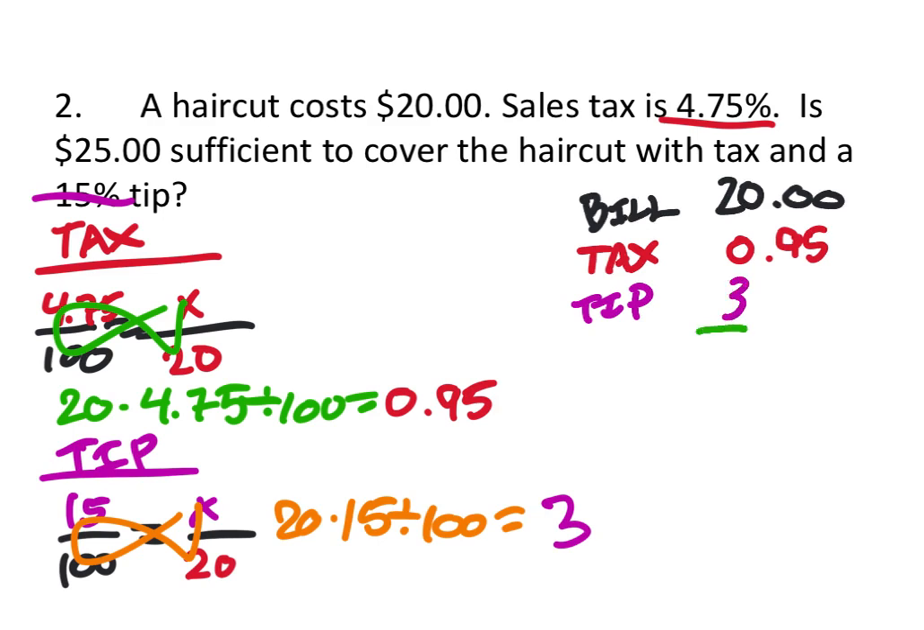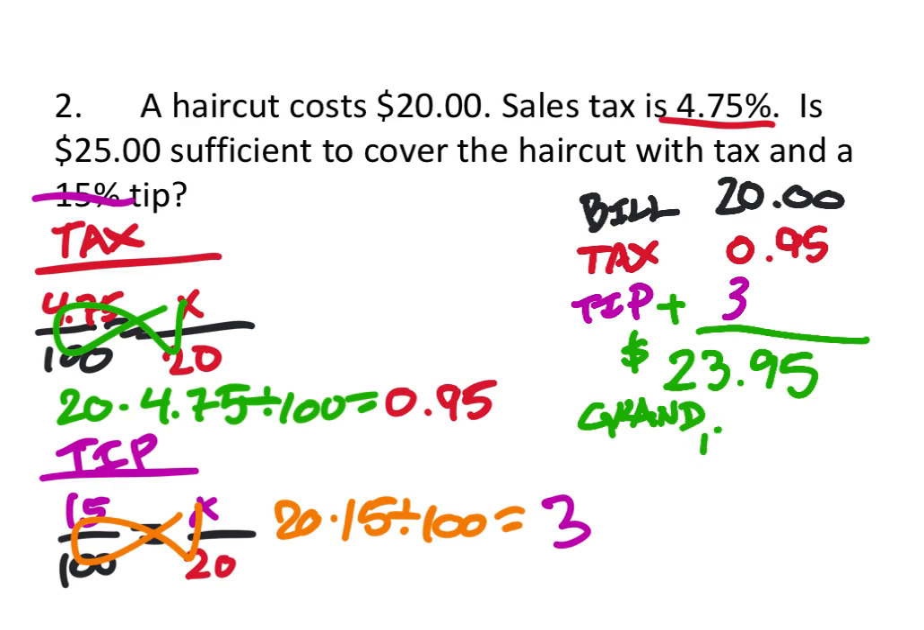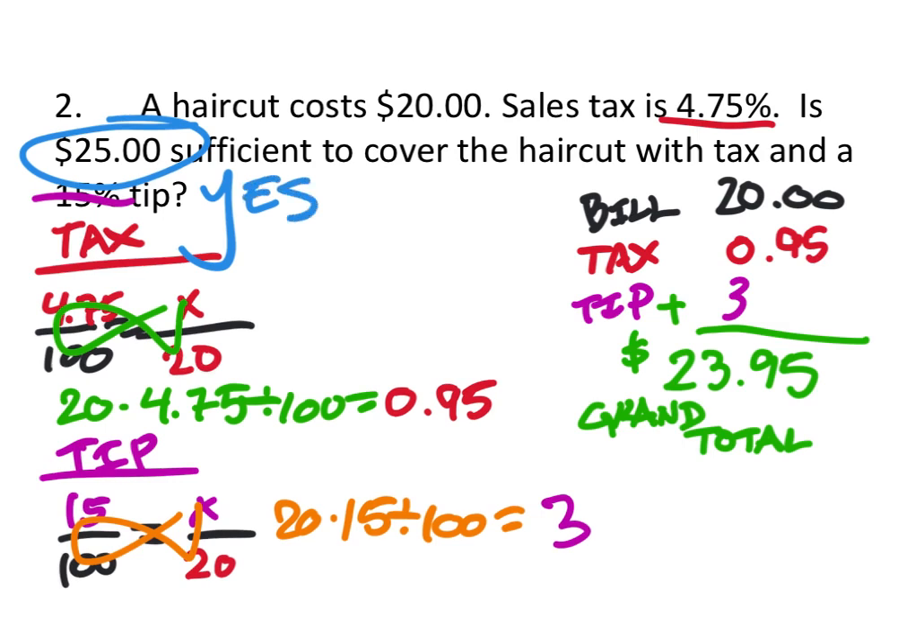And once again, we can just add all these together to figure out how much the total would be with a 15% tip, 95-cent tax, and a $20 haircut. So let's go ahead and add those together, and behold, we get $23.95. That's how much the grand total would be. And so this is looking like that $25 is going to be sufficient. So actually, the final answer on this one is just a yes, because it would only cost $23.95.